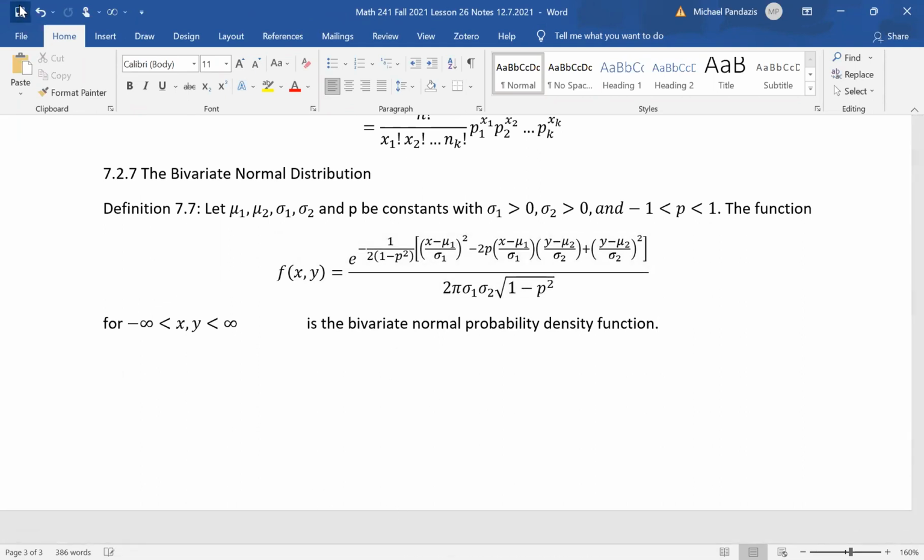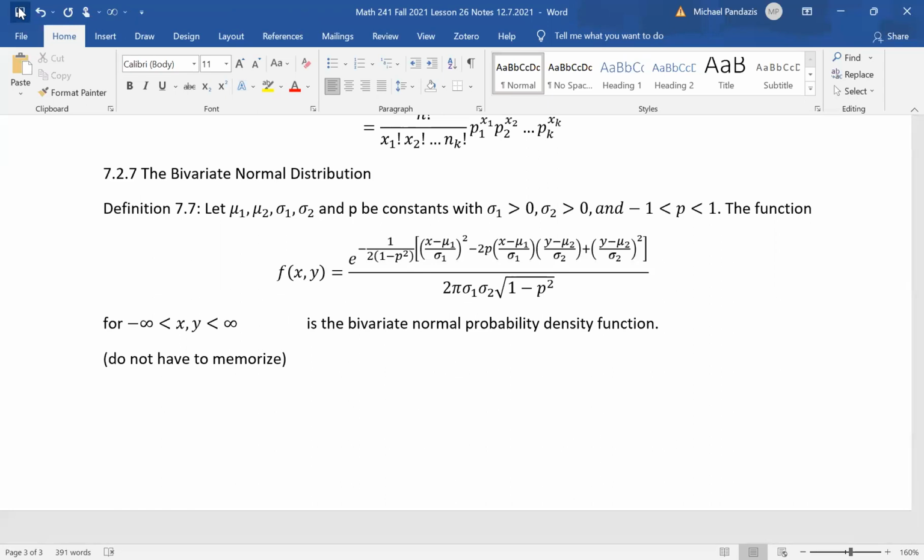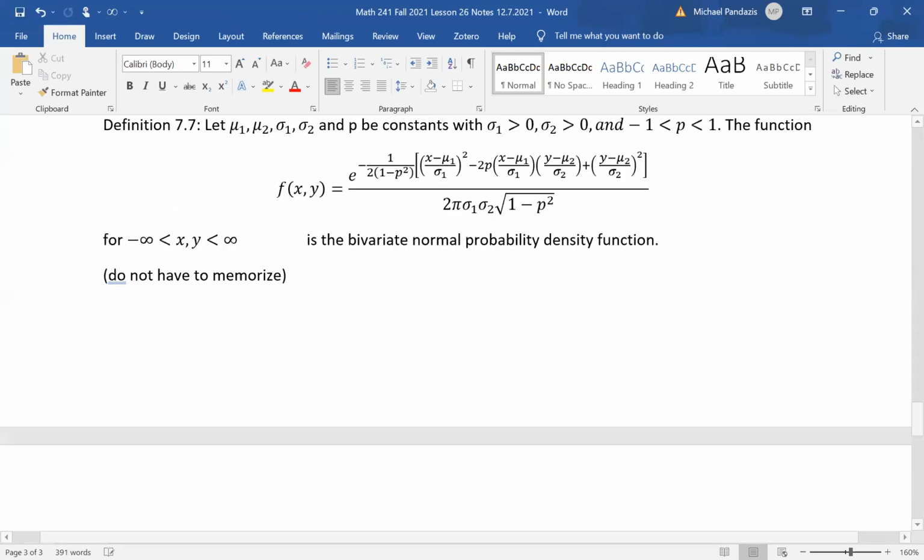Okay, so it's another probability density function. You do not have to memorize that. I'm telling you, you could if you want. You don't have to.